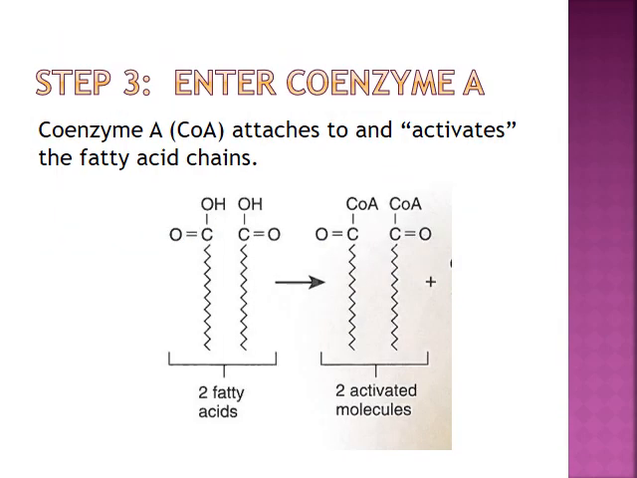Step 3, coenzyme A comes in. Coenzyme A is an important enzyme that does a whole bunch of things in the cell, one of which is to help build phospholipids. It's going to attach to and activate the fatty acid chains. So we've got our fatty acid chains. The coenzyme A is going to come in, bind, and make them ready to bind to other things.